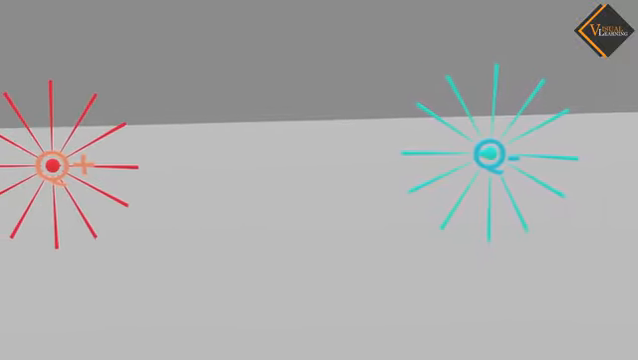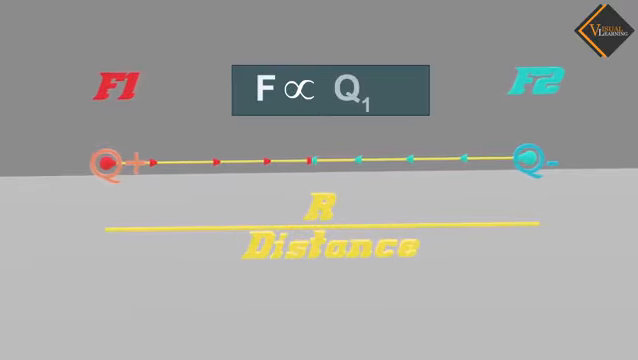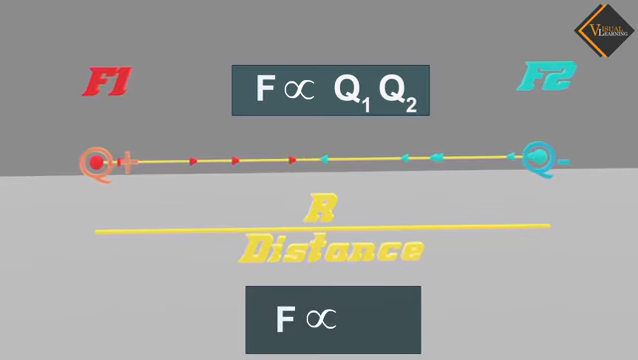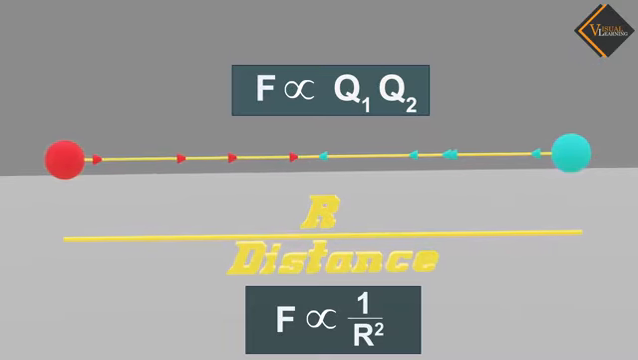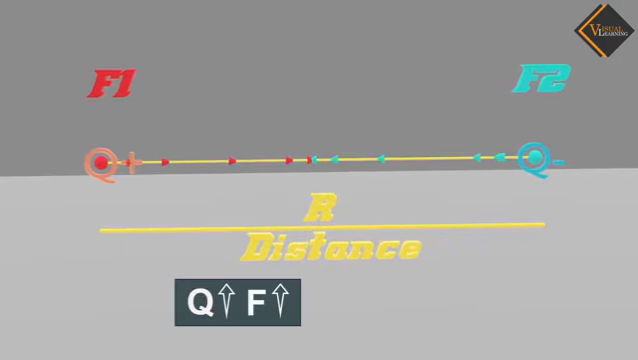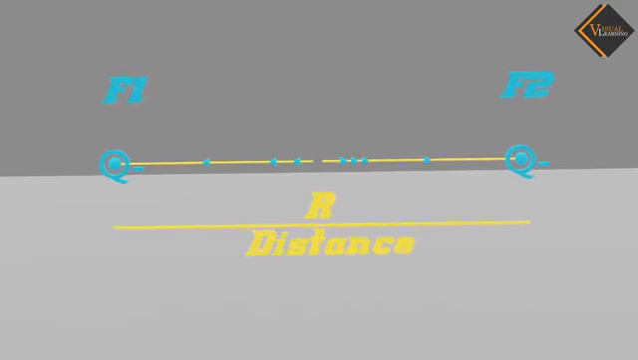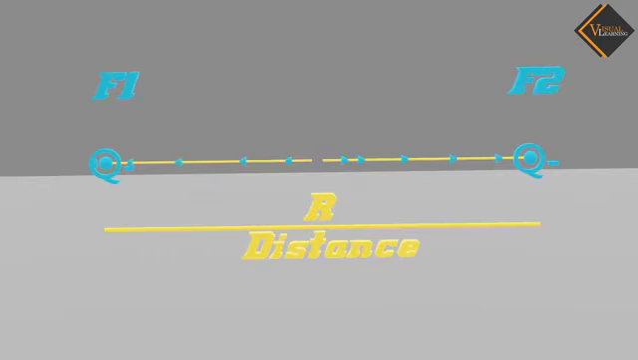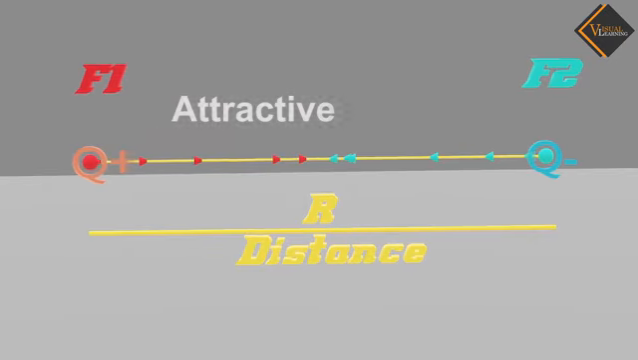When we bring two charges close together, they exert a force on each other. According to Coulomb's law, the force between them is directly proportional to the product of their charges and inversely proportional to the square of the distance between them. In simpler terms, if we increase the charge, the force also increases, and if we increase the distance, the force decreases. Charges of the same type repel each other, repulsive force, while charges of opposite types attract each other, attractive force.